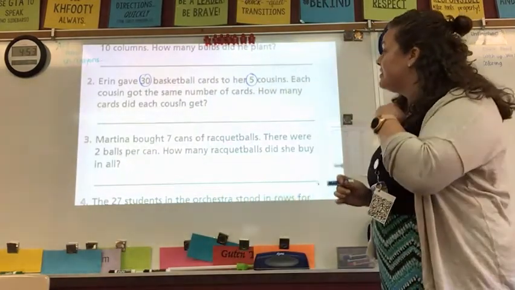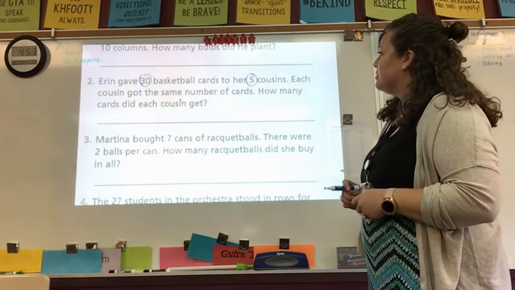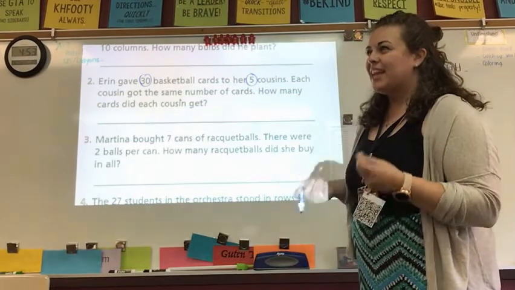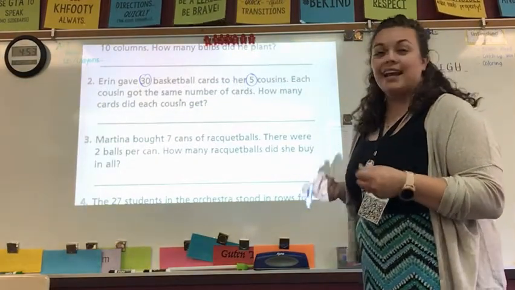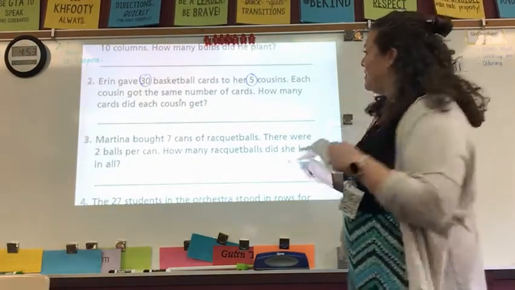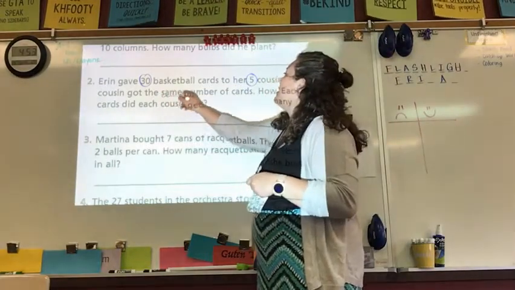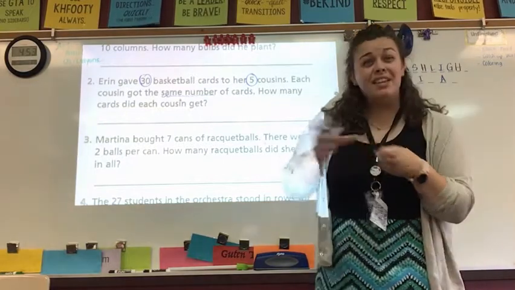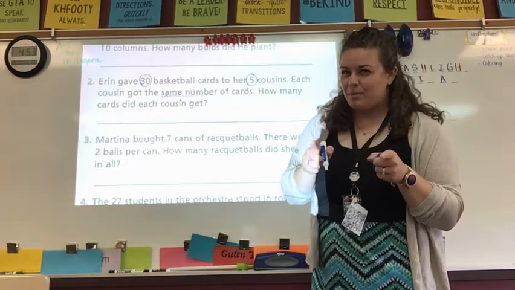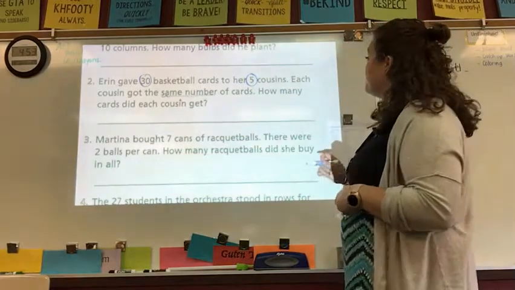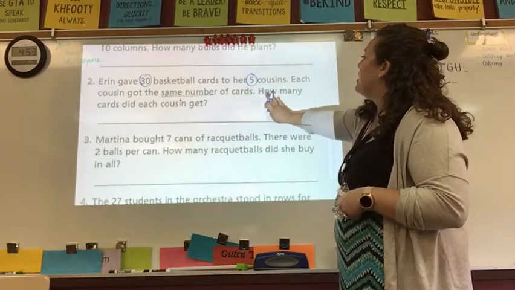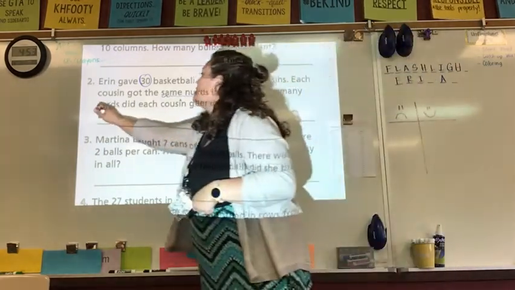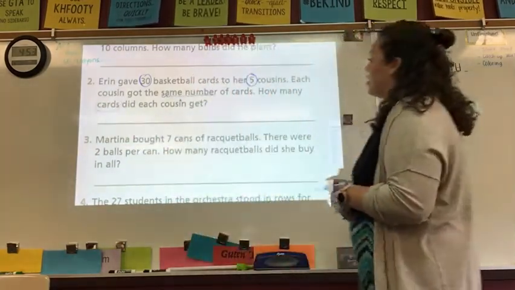Each cousin got the same number of cards. Key information there. What tells me that I can either be multiplying or dividing? Same number, right? Each one got the same amount, so that tells me it's either division or multiplication. And if she's giving them, it's probably division. Go ahead and read the last sentence with me. How many cards did each cousin get? So we're talking about the cards.